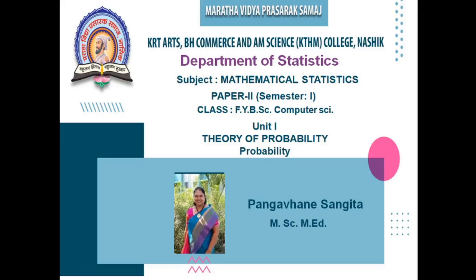Hello students, in the last lecture we have seen the events, the types of events and some identities related to events, that means De Morgan's law or set identities. Then we have seen occurrence of at least one of the events and occurrence of all the events simultaneously. Now let us move towards the concept of probability.